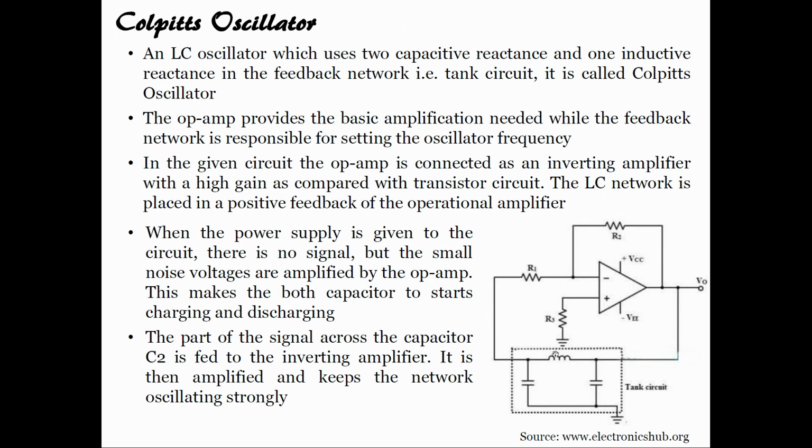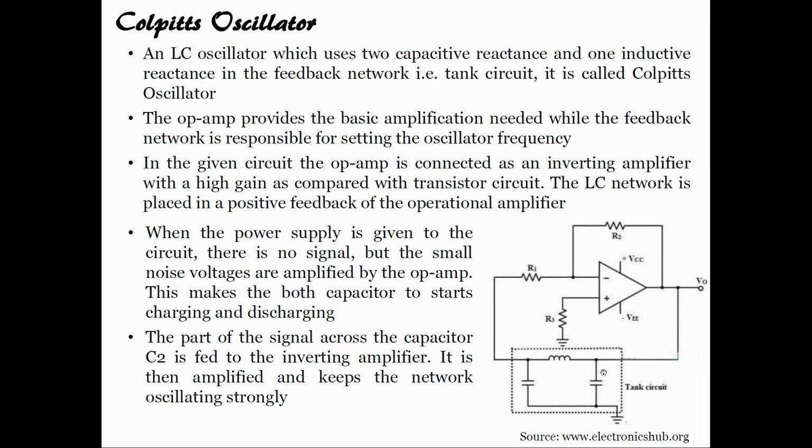Here the op amp provides the basic amplification needed with the feedback network. In the given circuit, the op amp is connected as an inverting amplifier with a high gain as compared with a transistor circuit. When the power supply is given to the circuit, initially there is no signal, but a small noise voltage is amplified with the help of the op amp amplifier. This makes both capacitors charge and discharge.